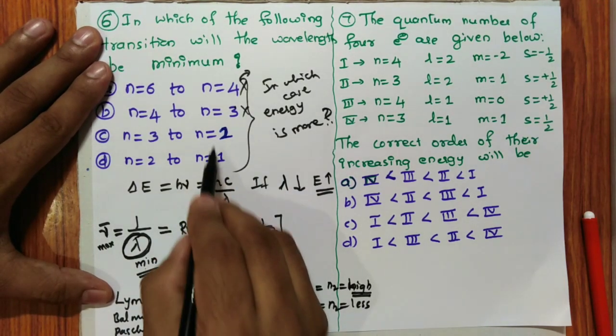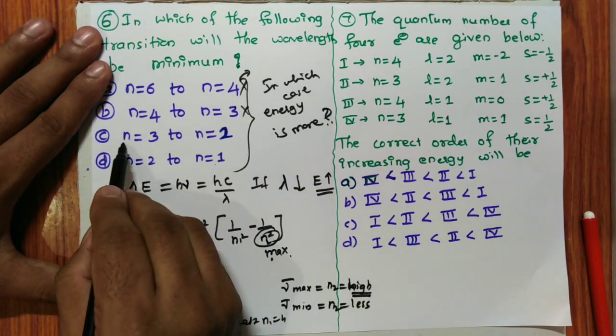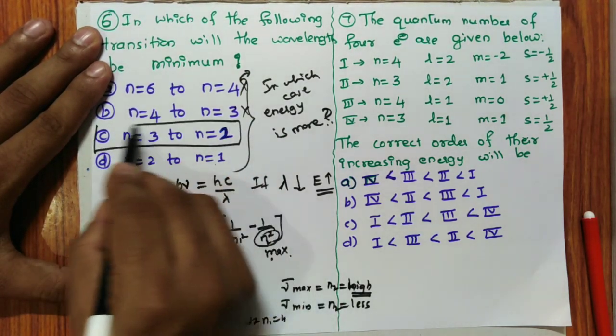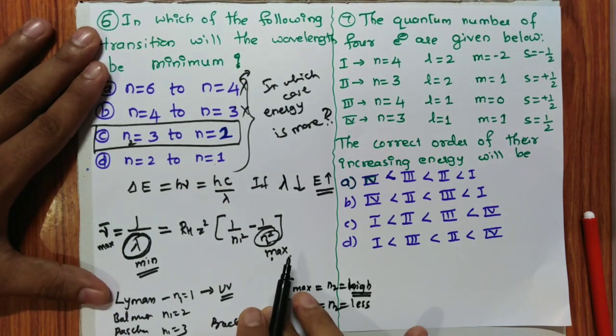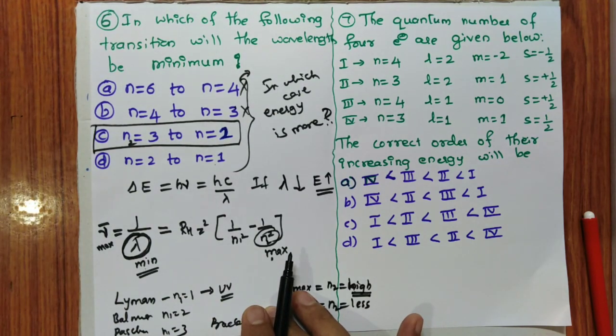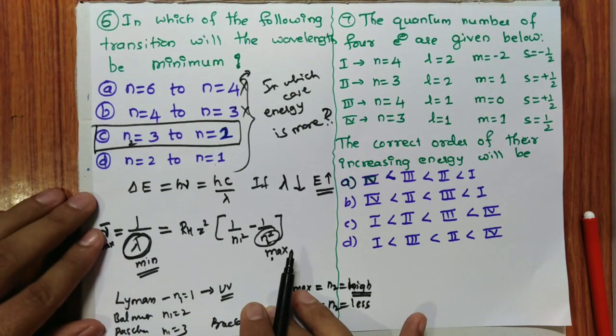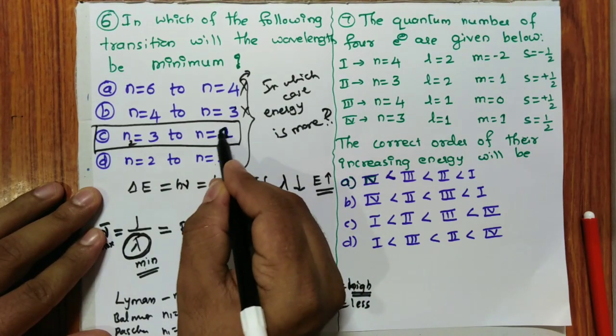Out of these two, in which case is N2 more? N2 is more in this C case, right? C case, because N2 is nothing but this only. Higher excited state to lower state, which means N2 is equal to 3 to 1 should be the answer. So 3 to 1 should be the answer.